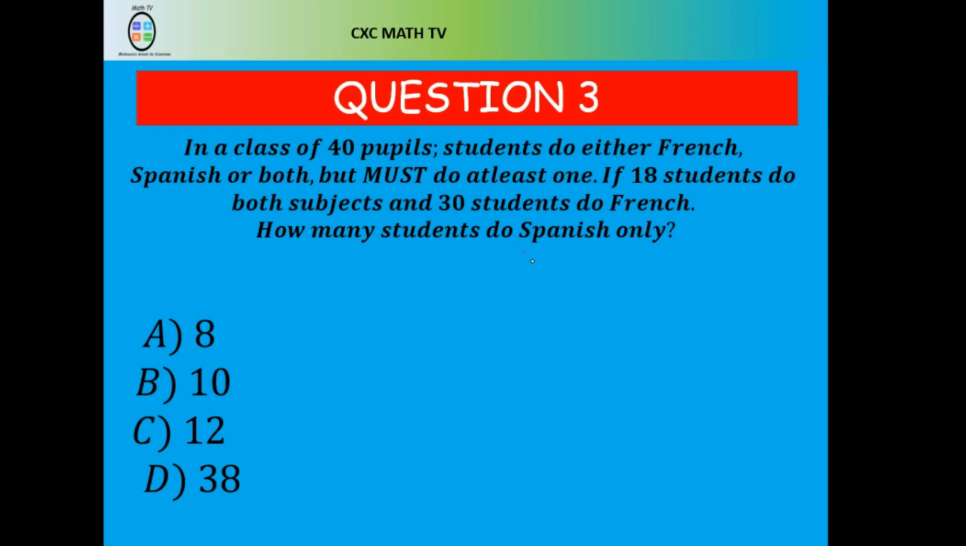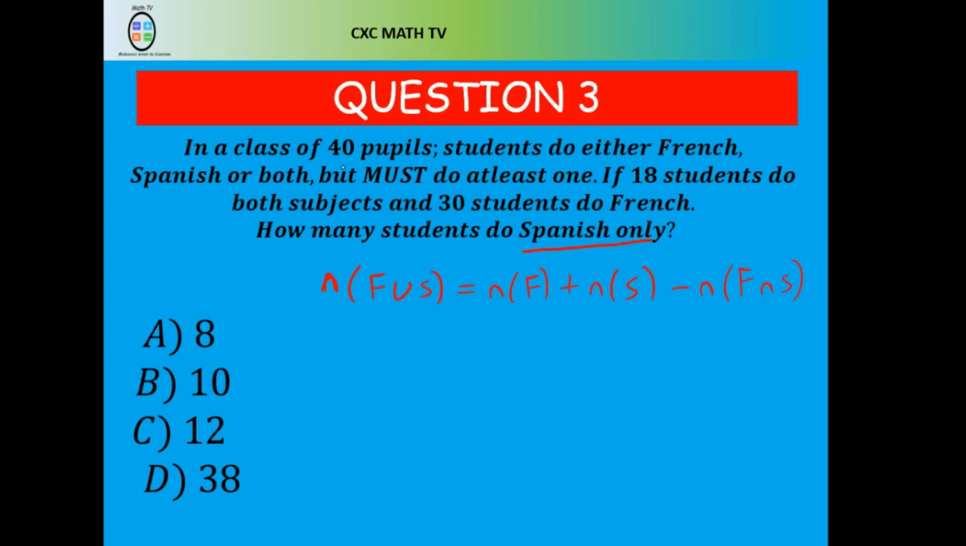Spanish what? Only. So in that case, now we're going to deal with it. We know, again, it's French and Spanish. So the number of elements in French union Spanish is equal to the number of persons doing French plus the number of persons doing Spanish minus the number of persons doing French and Spanish.